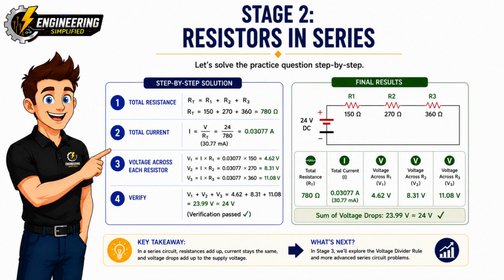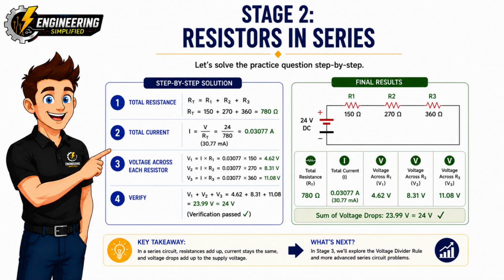Now we calculate the voltage drop across each resistor by multiplying the current by the resistance. Across R1, the voltage drop is 4.62 volts. Across R2, it's 8.31 volts. And across R3, it's 11.08 volts.